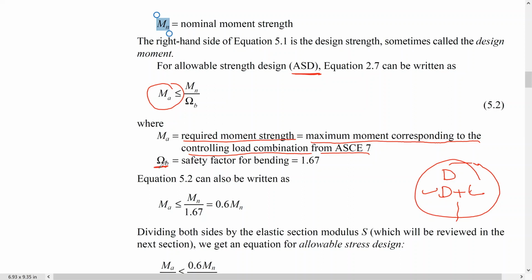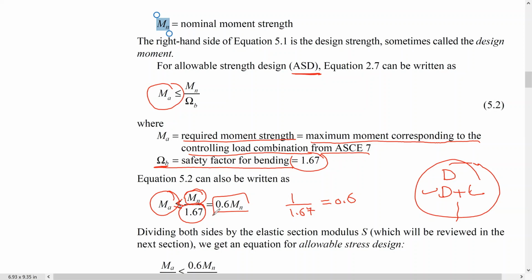And this is the safety factor for bending, which is equal to 1.67, okay? So here, MA is supposed to be less than or equal to the nominal moment divided by the safety factor, 1 divided by 1.67, which is the safety factor, is equal to 0.6, and we can write it in this way, okay? So right now, I showed you the equation for the LRFD method and this one for the ASD method, okay?